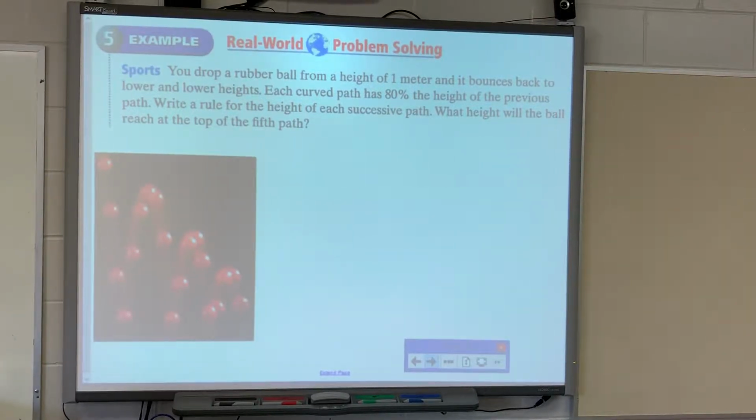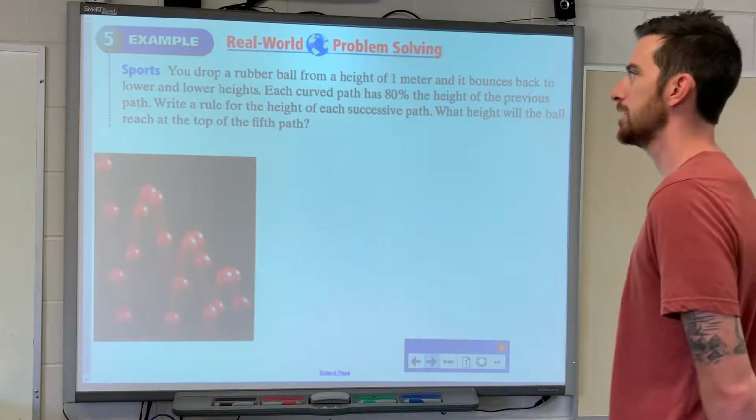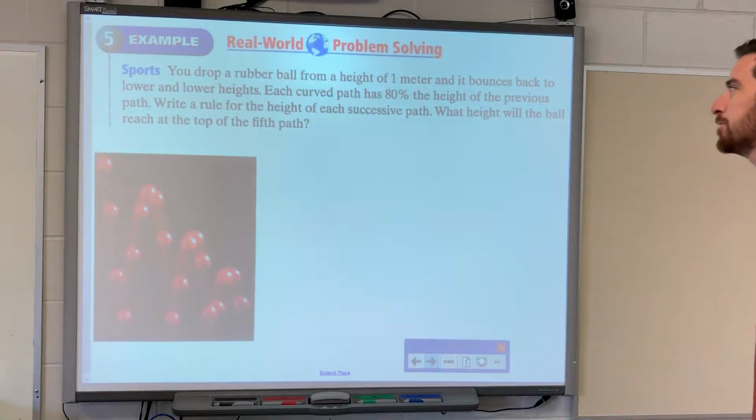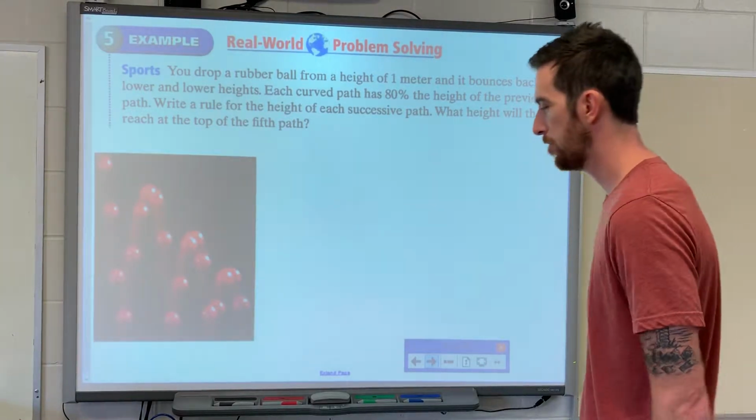You drop a rubber ball from a height of 1 meter and it bounces back to lower and lower heights. Each curved path has 80% the height of the previous path. Write a rule for the height of each successive path. What height will the ball reach at the top of the fifth path?